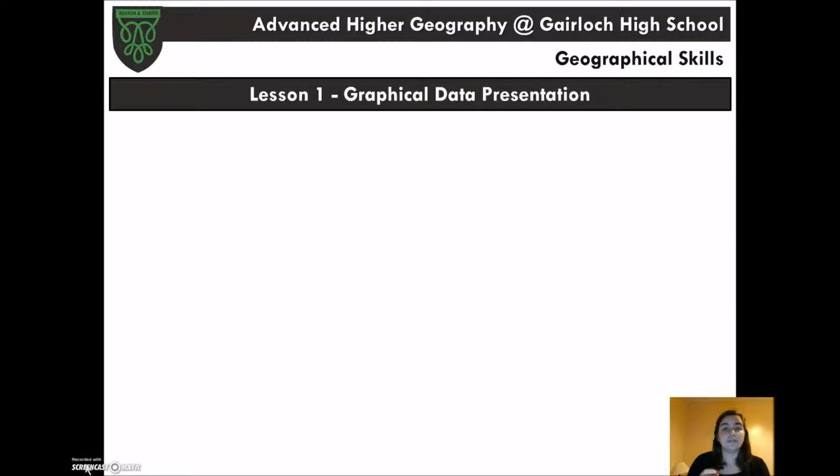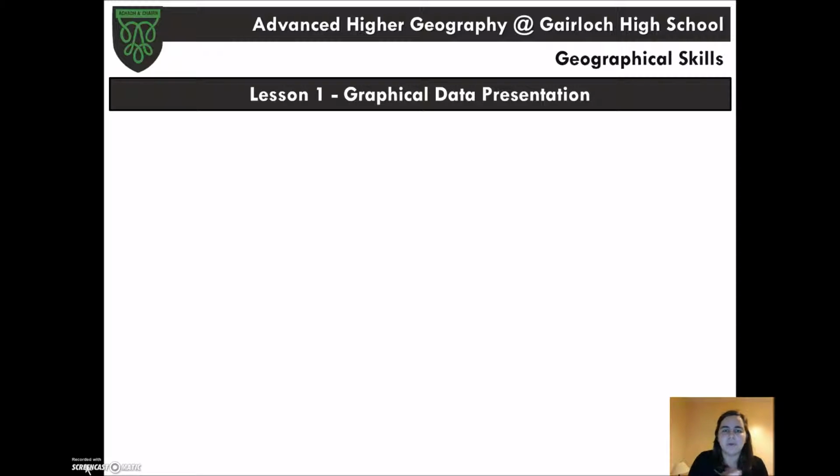The point of this whole skills unit and what you're doing here is just to be able to build up those skills so that when it comes to writing your Advanced Higher study, you can use lots of these different techniques to present your data, to analyse your data, and all sorts of things like that. So keep in mind that this is the goal of why we're doing this.